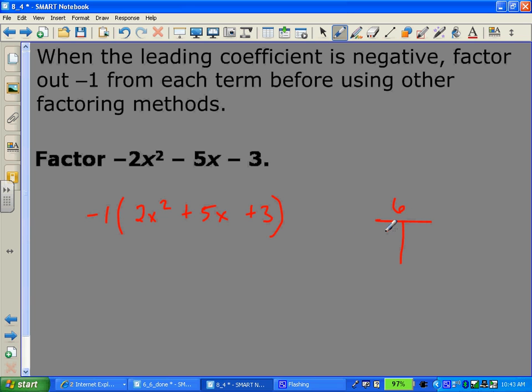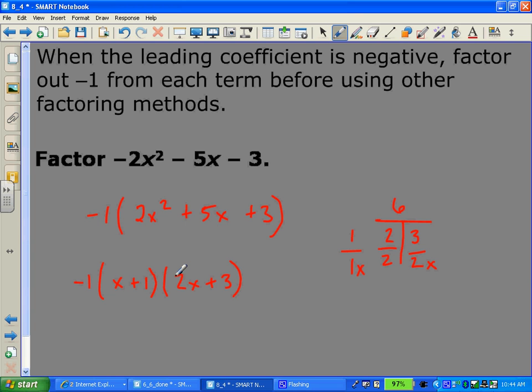So 2 times 3 is 6. What factors of 6 add up to 5? 2 and 3. If I put those over a, 2 over 2 is 1 over 1. 3 over 2 I can't reduce. Put my x's in. So then I got my negative 1 out front. I got x plus 1, and then I got 2x plus 3.